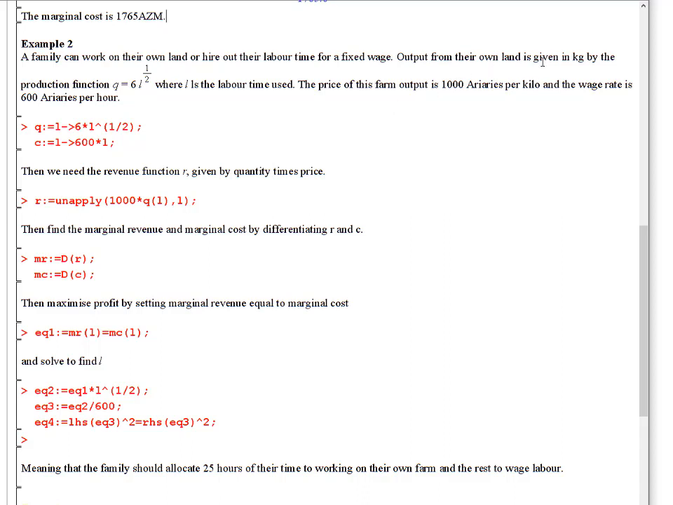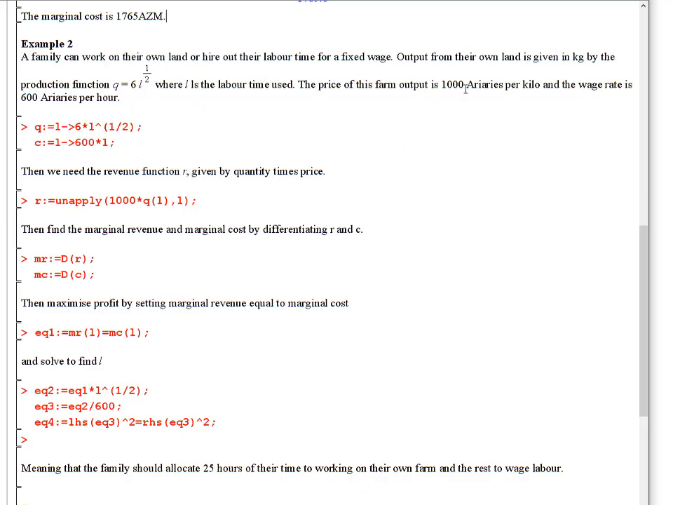Now, output from their own land is given in kilograms by this production function, Q equals 6L to the half. And we're using that because this has got marginal diminishing returns to labour. So this will be a curve that increases, but the slope will be tailing off like the square root curve that I showed you. So the more time they put into the farm, the more output they get, but the marginal return is diminishing because the land is fixed. And L is the amount of labour time used.